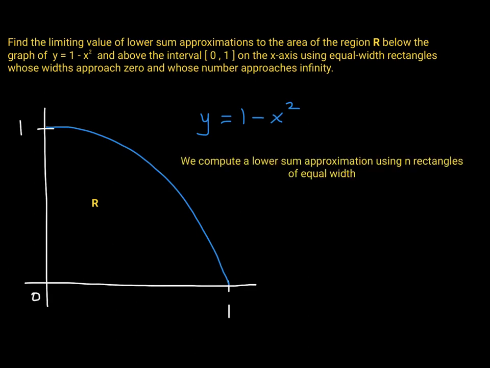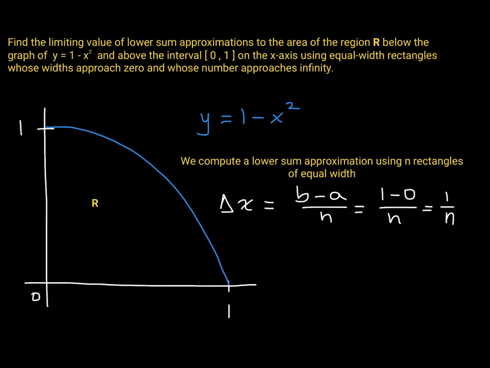So the idea here is that we're going to use n number of rectangles of equal width. If you remember, the width of each rectangle will be represented with delta x, the change in x, and we wrote it as b minus a over n. Well, in this case, since your interval is 0 to 1, it'll be 1 minus 0 over n, that is to say 1 over n. 1 over n represents the width or the base of each of our rectangles.